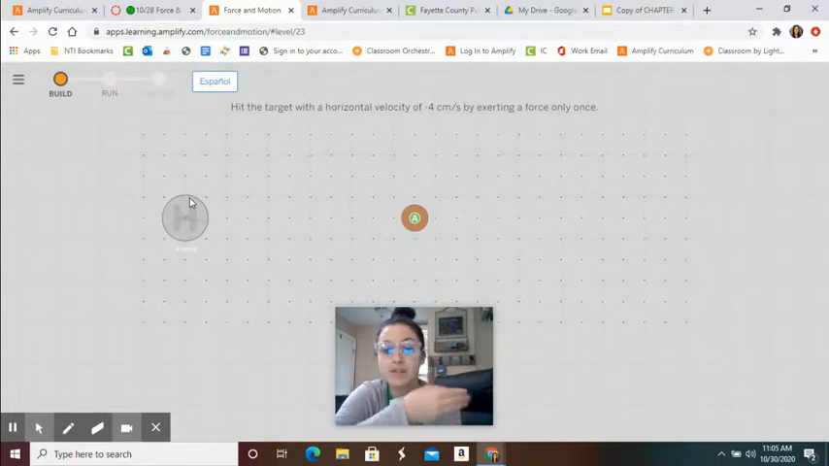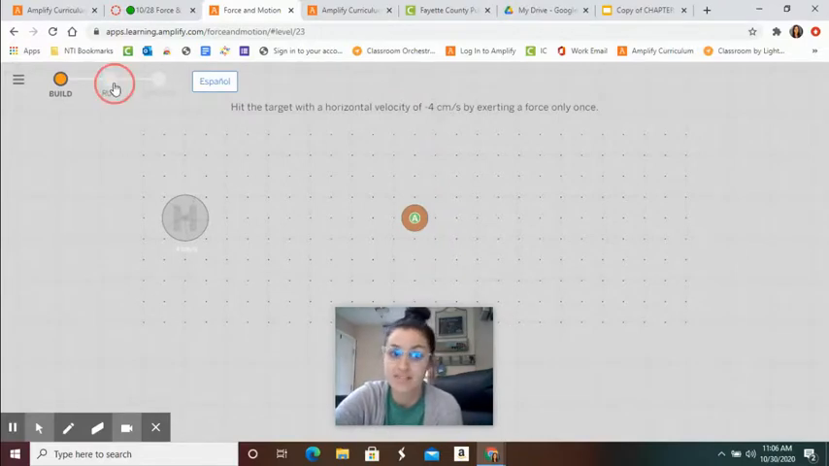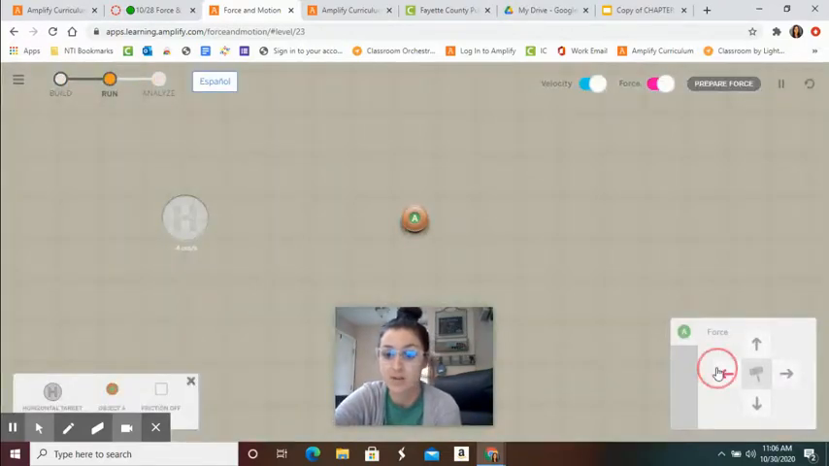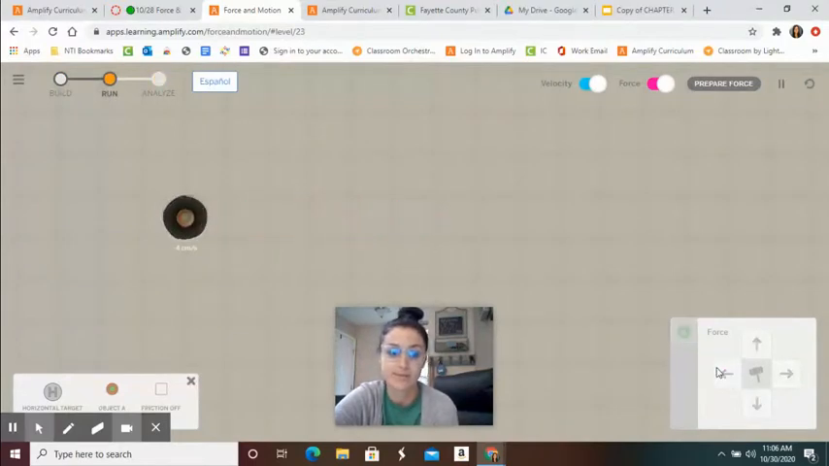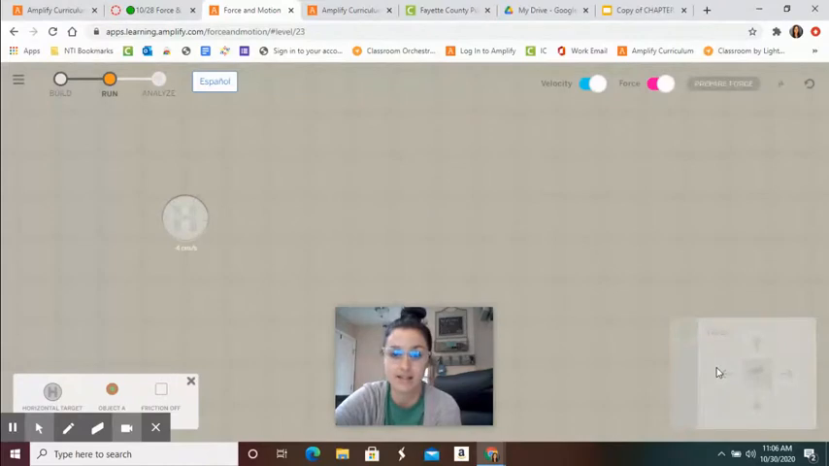And the other thing that's kind of tricky, but you probably figured out, is that the amount of clicks that you have matches the number. So when I want to move -4, that tells me I'm going to have to click 4 times. So I'm going to go 1, 2, 3, 4. And that's going to get it in the target.